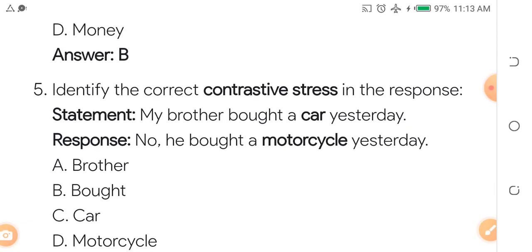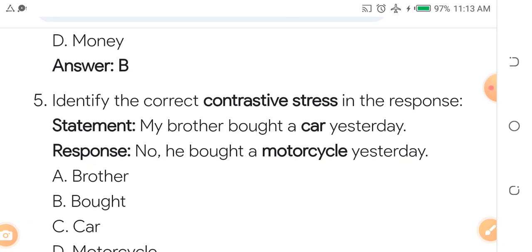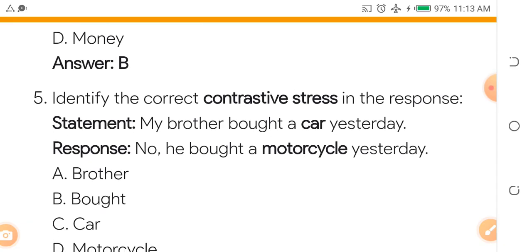Number 5. Identify the correct contrastive stress in this response. Statement: my brother bought a car yesterday. Response: no, he bought a motorcycle yesterday. The correct contrastive stress, is it brother or bought or car or motorcycle? Remember that the stress one is what? Car. The first assignment I have for you is tell me the meaning of contrastive stress. What does contrastive stress mean? Then you now tell me the answer to question 5.